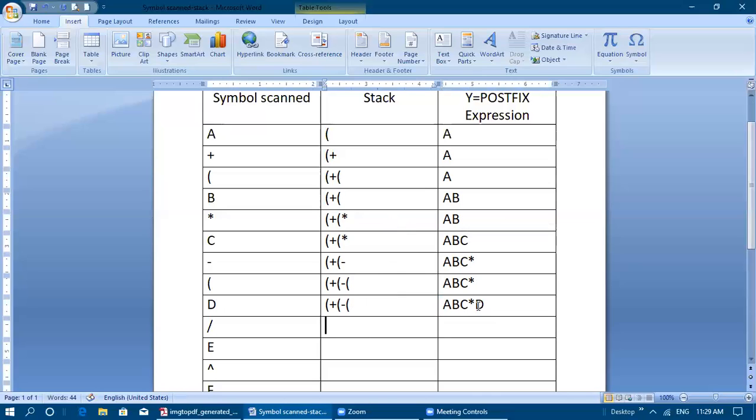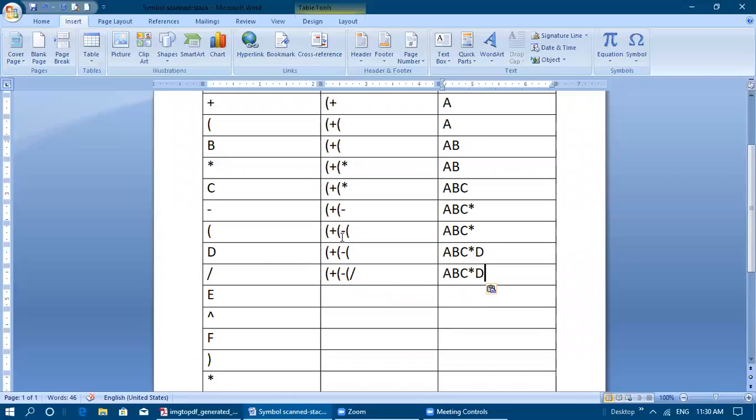In the next step, slash is encountered. You just insert the slash, because we don't have any operator on the top of the stack, only the left parenthesis. So simply you can place the slash here. Understood? Now what will be the Y? Y will be the same expression only. You need to do this carefully. If you make any mistakes in between, the entire expression will be wrong.